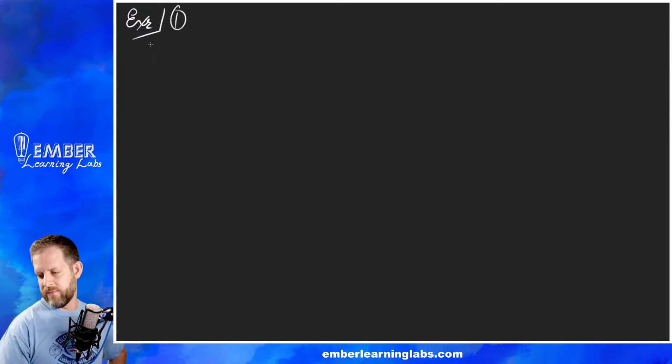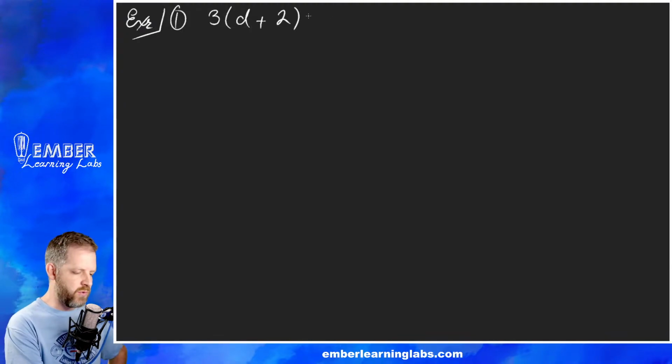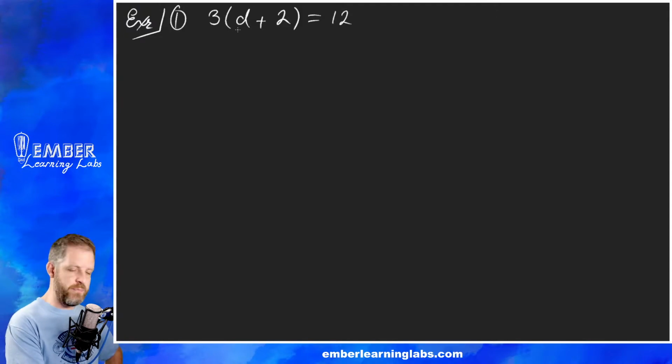Example number 1. We're going to do 3 times d plus 2 equals 12. We're going to solve for d, right? So we've got over here a distributive property. We've got 3 times all this mess. So that's exactly how we're going to take care of this.